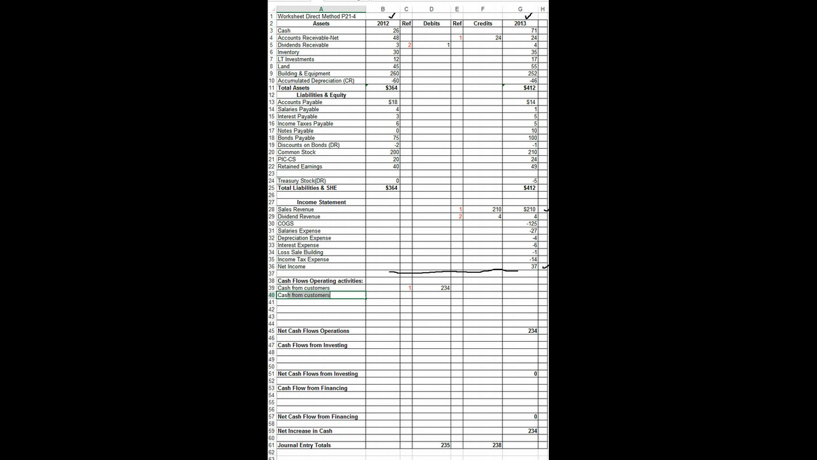Now I can write cash received from dividends for the entry that will make this balance. 4 minus 1 is 3. 4 was the first part of our entry. 1 was the second, so now we balance, and look, I check at the end of this journal entry, and I see that I'm in balance.